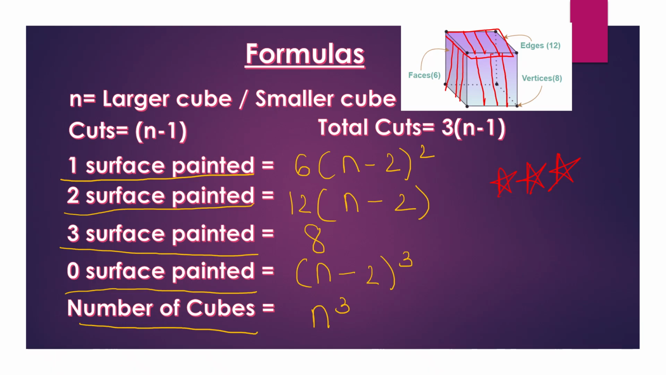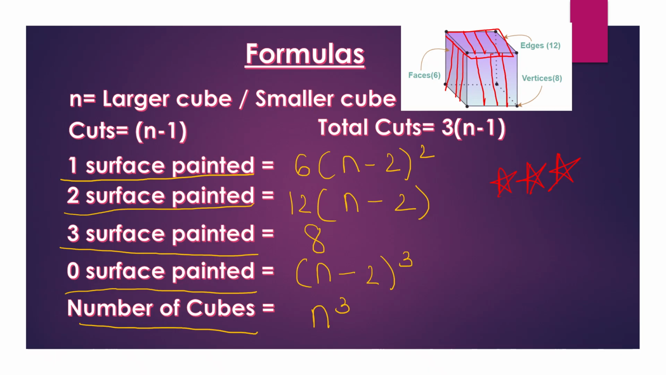When one surface is painted, it is 6 into n minus 2 the whole square. When two surfaces of a cube are painted, it is 12 into n minus 2. Whenever they ask three surfaces painted, directly the answer will be 8. When zero surfaces are painted, n minus 2 the whole cube is the formula. And if they ask the number of cubes, then it is n cube.